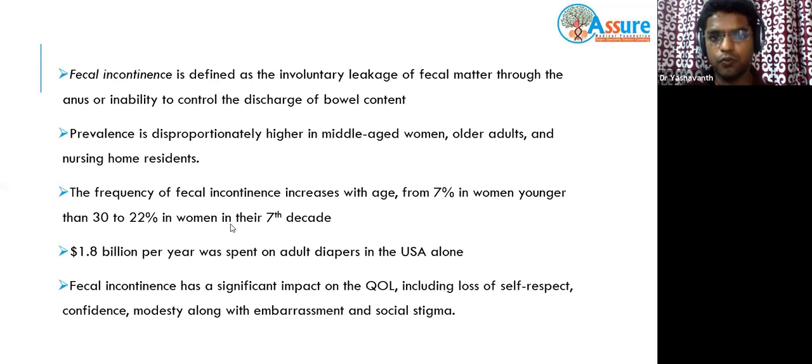To know the depth or the burden of the disease, nearly $1.8 billion is spent on adult diapers in the USA alone. And if you think of India, where they're hesitant and don't use diapers, it is definitely underreported. Fecal incontinence has a significant impact on quality of life, including loss of self-respect, confidence, and modesty, along with embarrassment and social stigma.